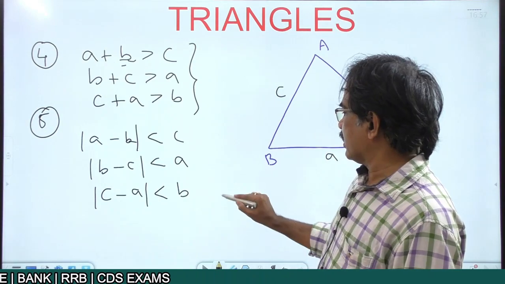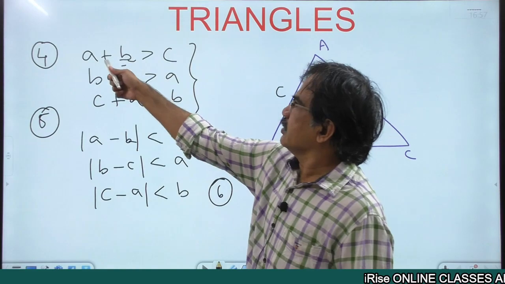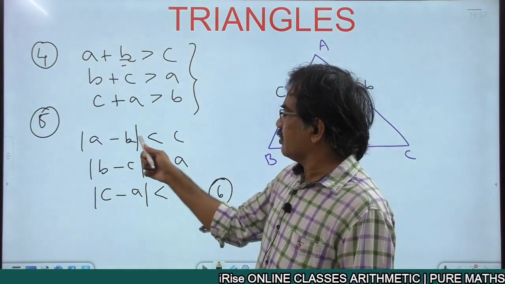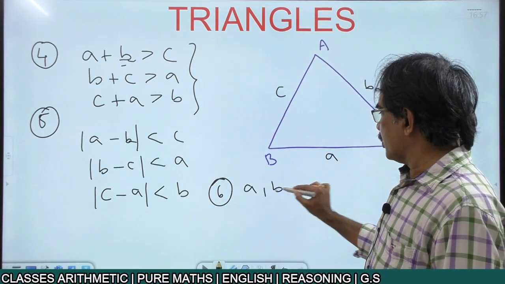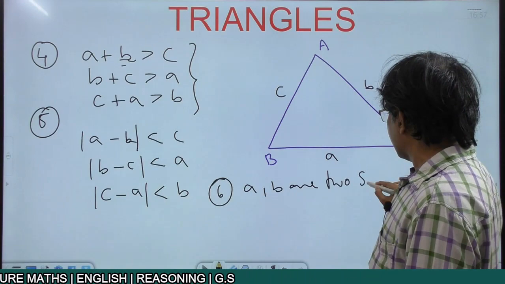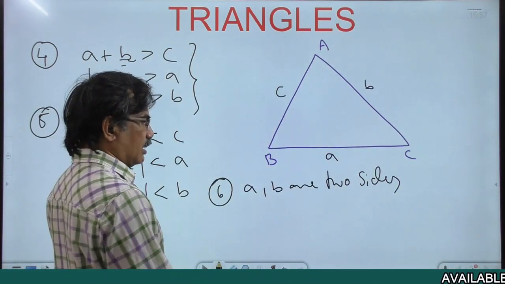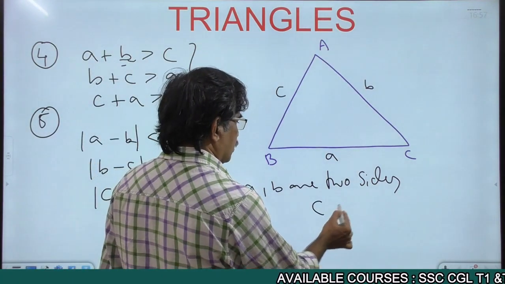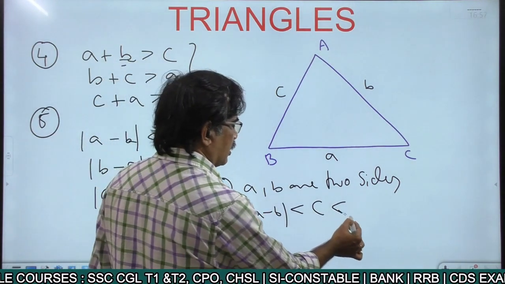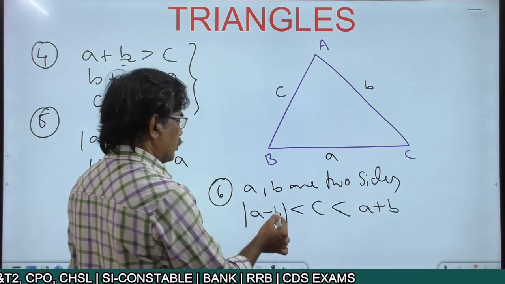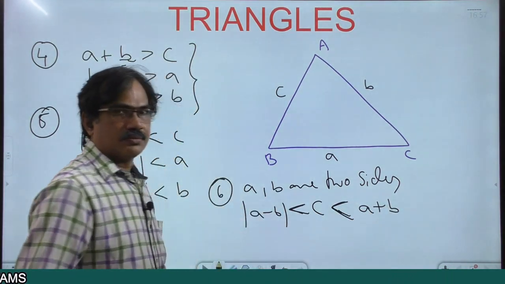Using these two, we can write property number 6. See carefully here, A plus B is greater than C and A minus B is less than C. So from this we can say that if A, B are two sides of a triangle, then C always lies between A minus B and A plus B. Modulus of A minus B less than C less than A plus B.